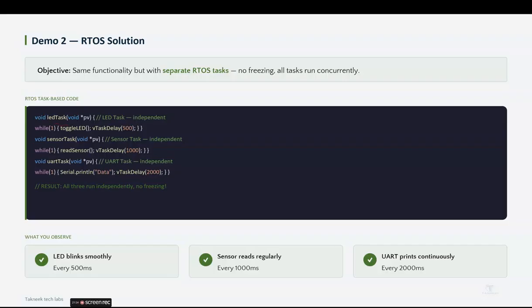So this is one task, the LED task. It toggles the LED with a 500 millisecond delay. The sensor task is independent and executes every 1000 milliseconds. Same for UART. When you observe, the LED blinks smoothly every 500 milliseconds, the sensor is read regularly every 1000 milliseconds, and UART prints continuously every 2000 milliseconds. All three run independently, with no freezing. This is the solution that FreeRTOS has provided.